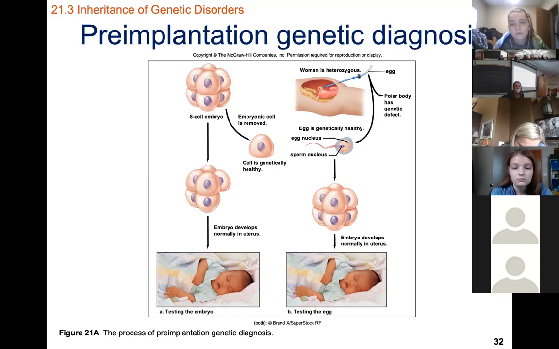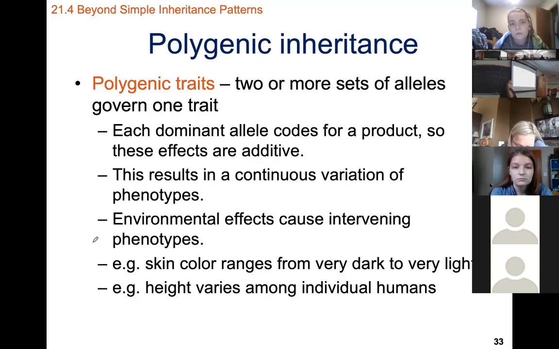The word polygenetic inheritance, you can look at that root word and see the word poly. Poly meaning many. The opposite of poly would be like mono or di. Polygenetic inheritance is two or more sets of alleles that govern one trait.